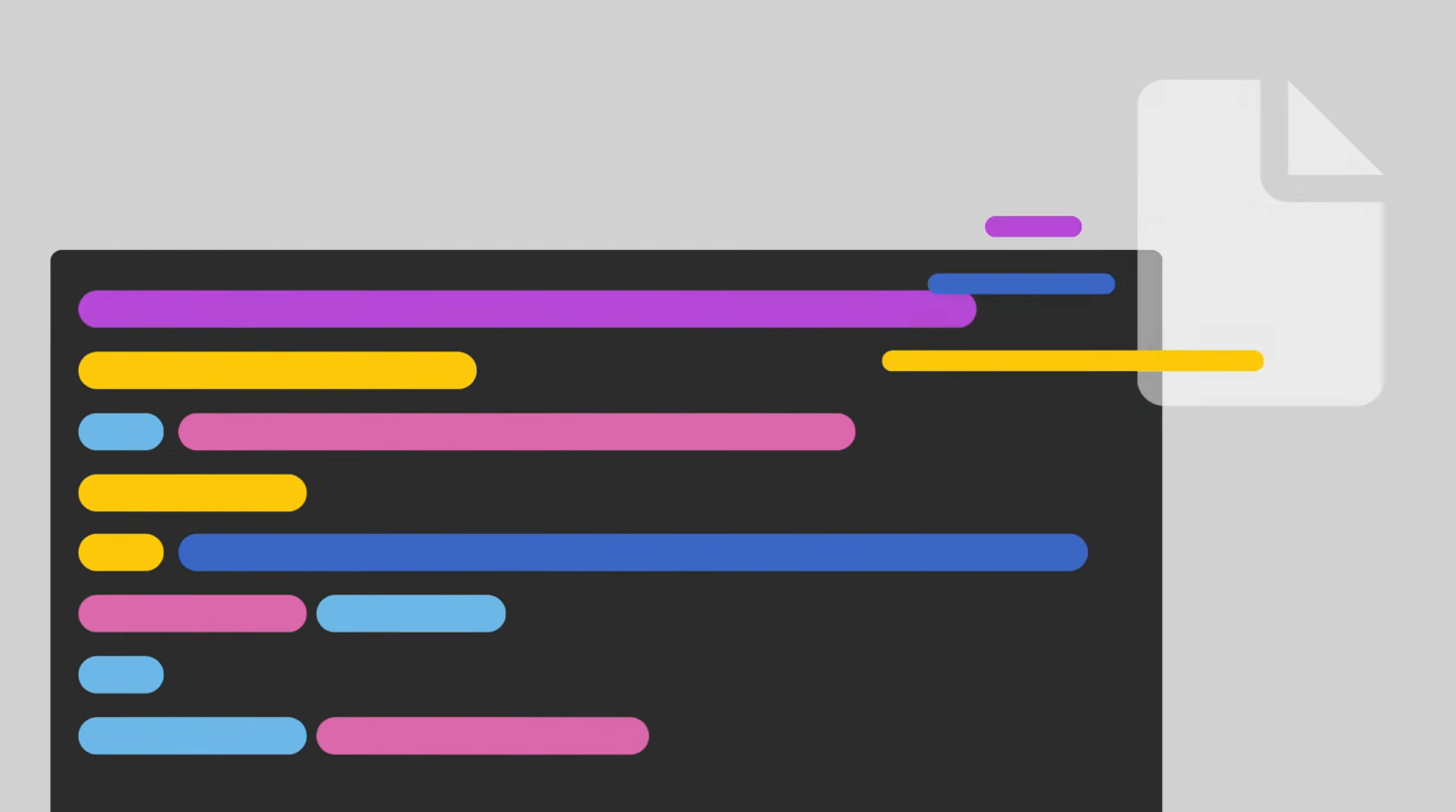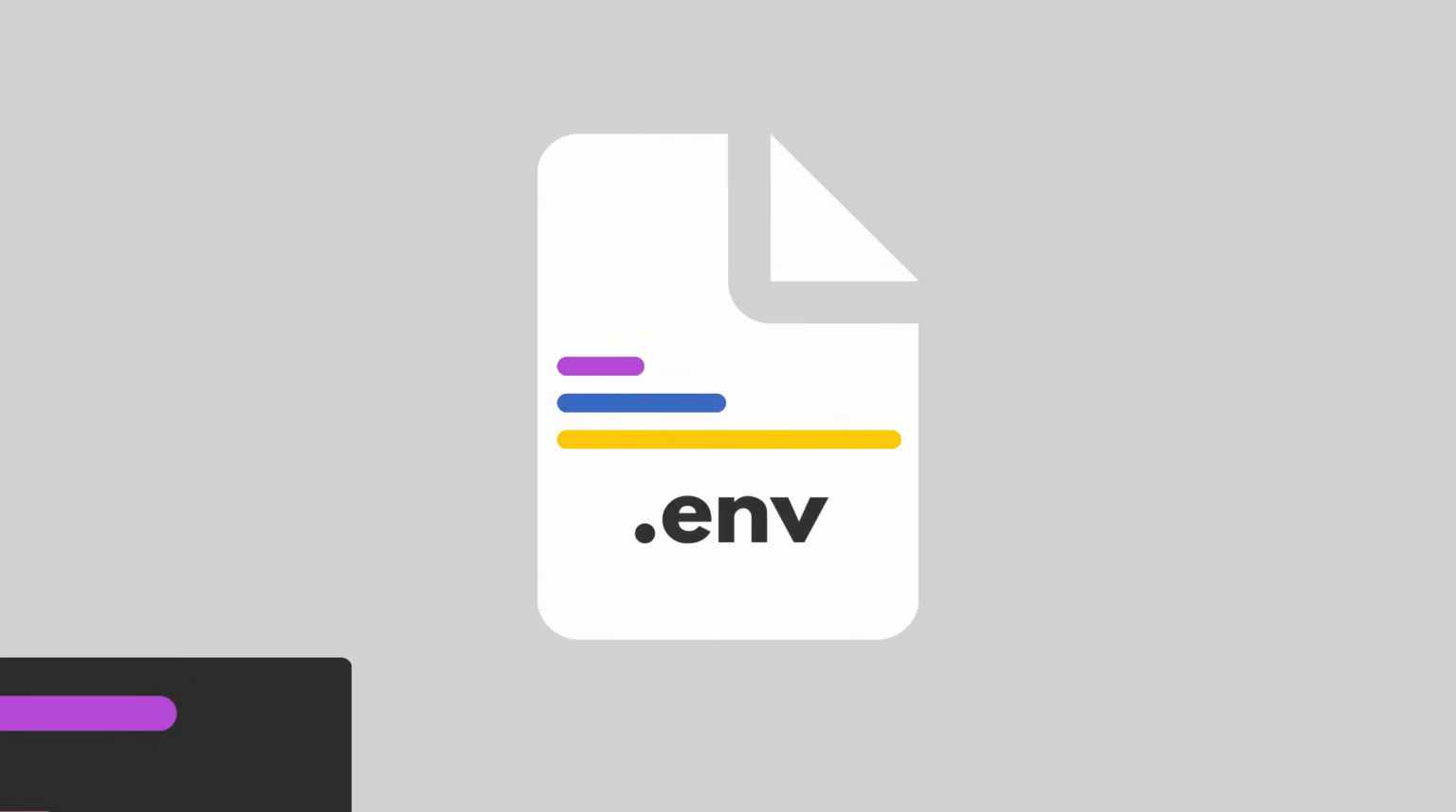When you start coding, you'll often hear about environment variables. But what are they and why do we use them? You can think of environment variables as little bits of configuration that you don't want to directly hardcode into your code. Instead, they live outside of your source code in a file called .env.